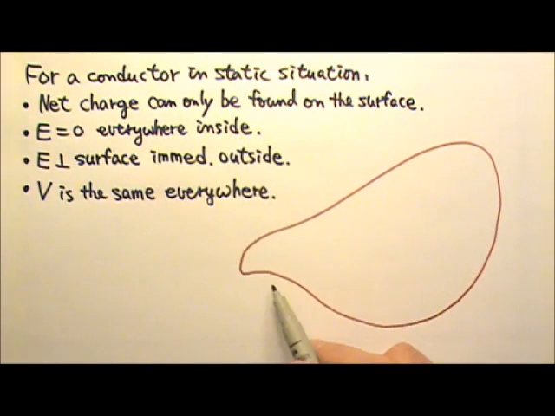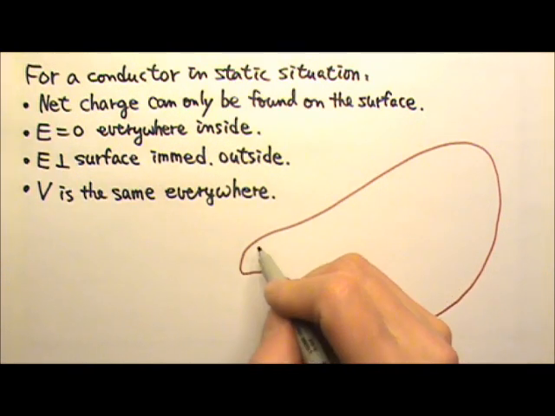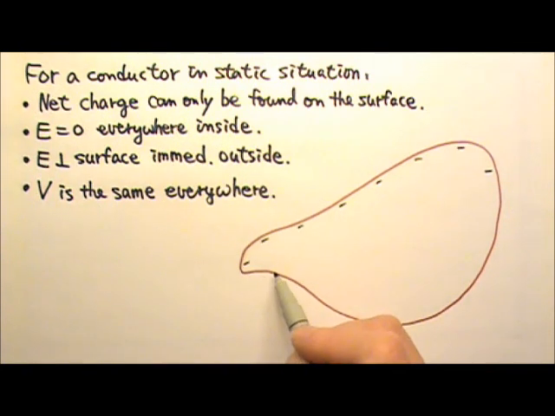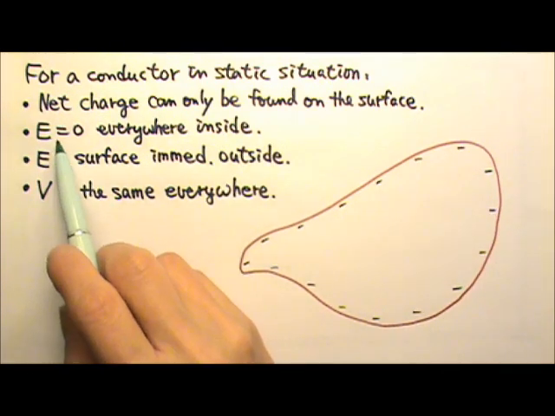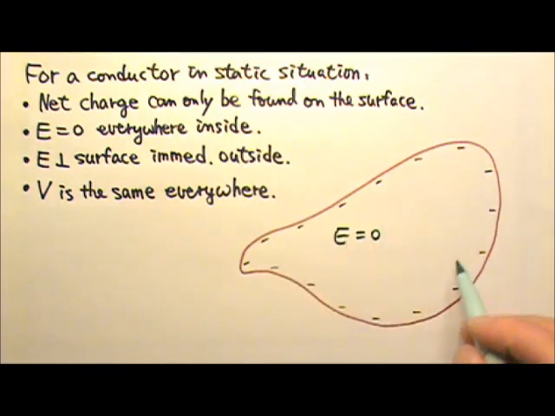Let's say this is a piece of conductor and it carries a net negative charge. Since a conductor allows the charges to flow, that means the negative charges are going to repel each other, so they get as far away from each other as they can, and they move onto the surface. And the electric field is zero everywhere inside the conductor.